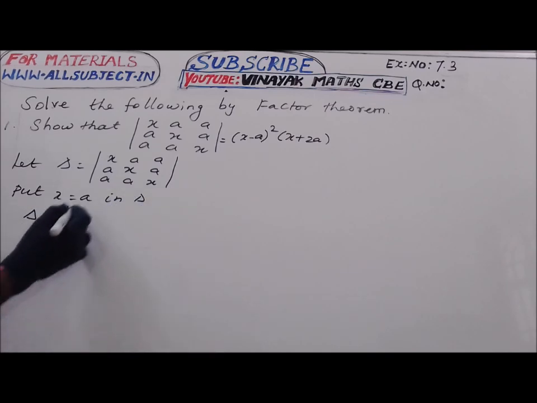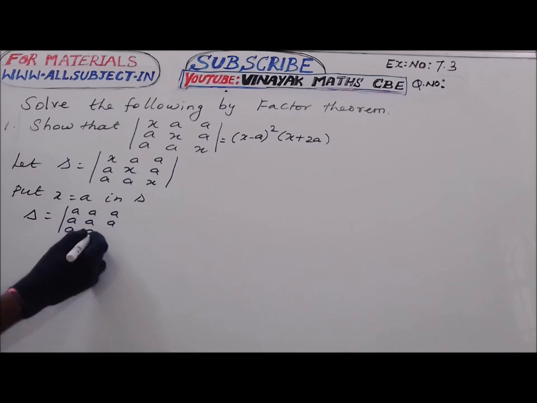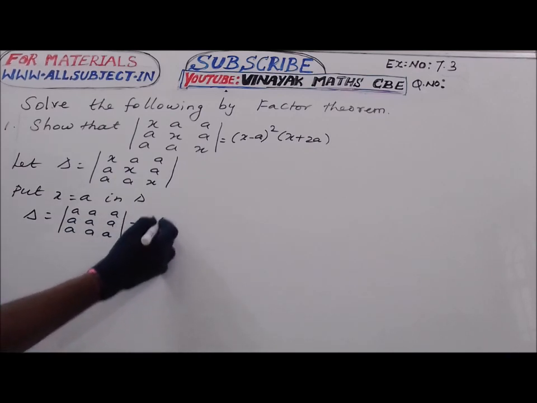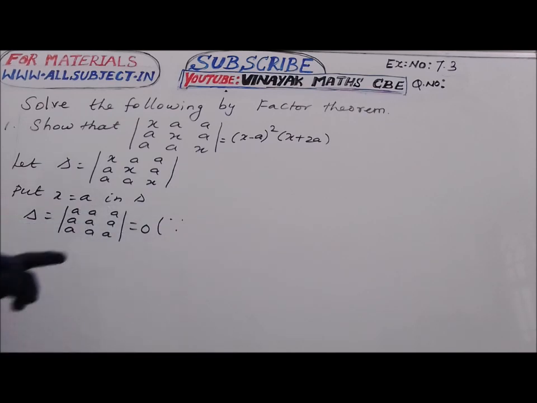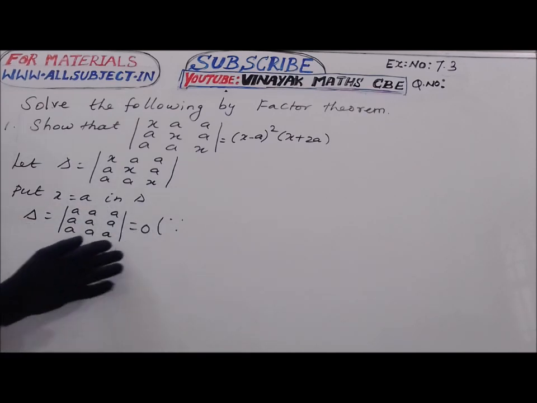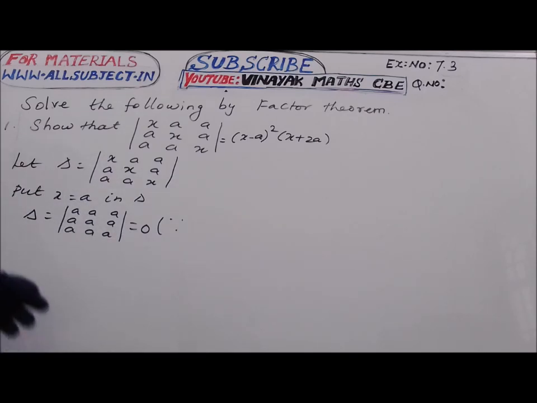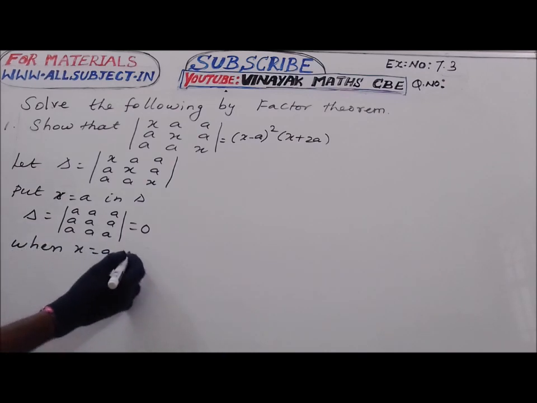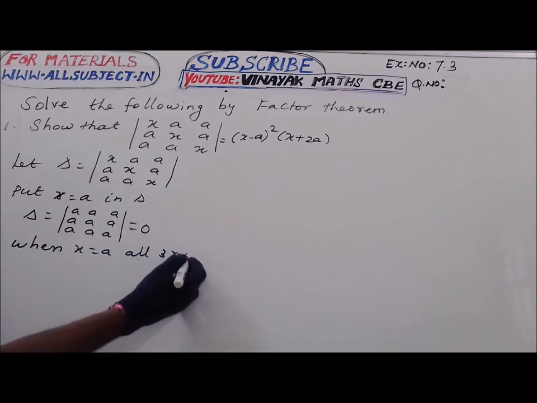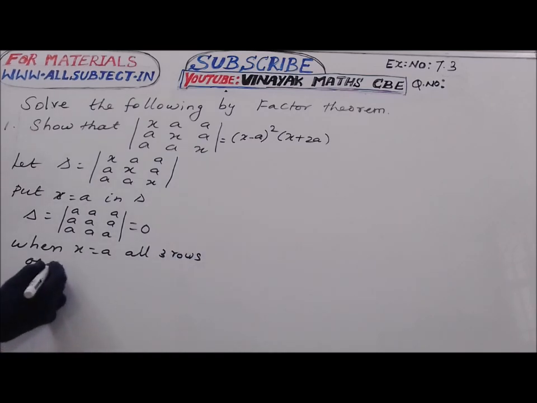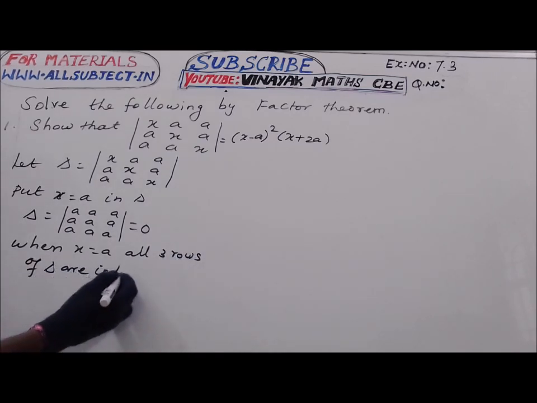Delta equal to a a a, a a a, a a a, which is equal to 0 since all the rows are identical. R1 identical to R2 identical to R3, or C1 identical to C2 identical to C3. We can write it any of the ways. All the rows are identical. So, when x is equal to a, when substituting x is equal to a, all three rows of delta are identical.